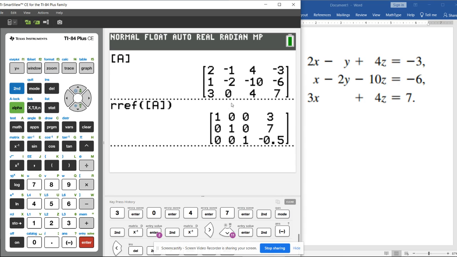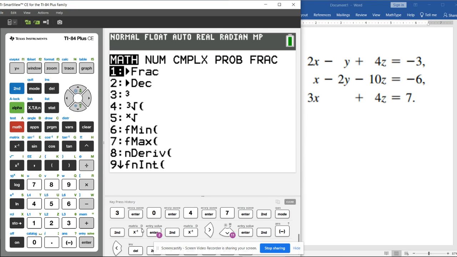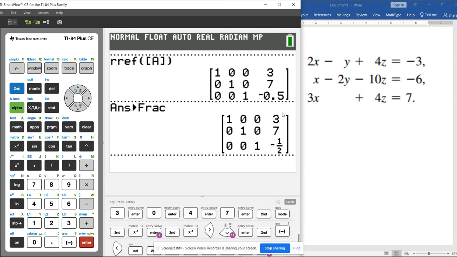So 1x equals 3, 1y equals 7, and 1z equals negative 0.5 or negative 1/2. I can also go so far as to say math and turn this into a fraction. So you'll notice if we have fractional data over here, I have negative 1/2 now instead of negative 0.5. So my ordered triple x, y, z solution would be 3, 7, negative 1/2. That's my ordered triple x, y, z because I had x, y, z.